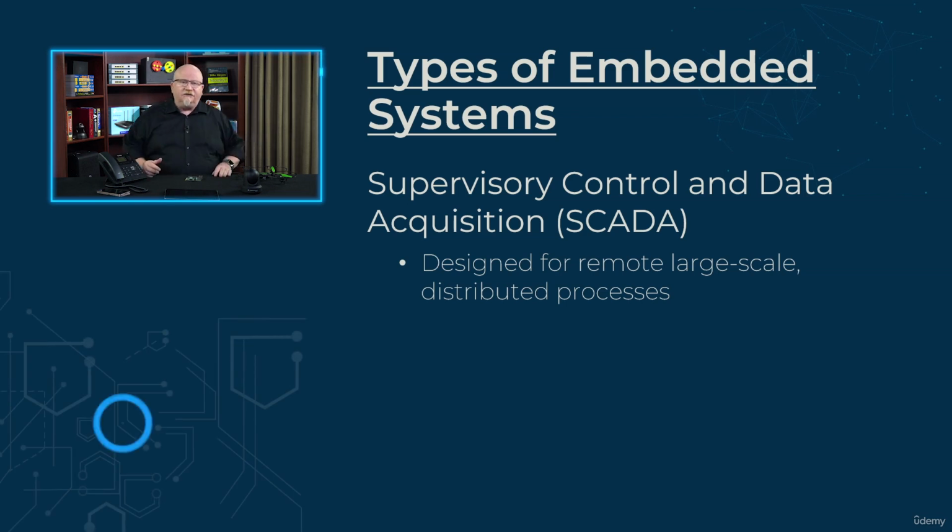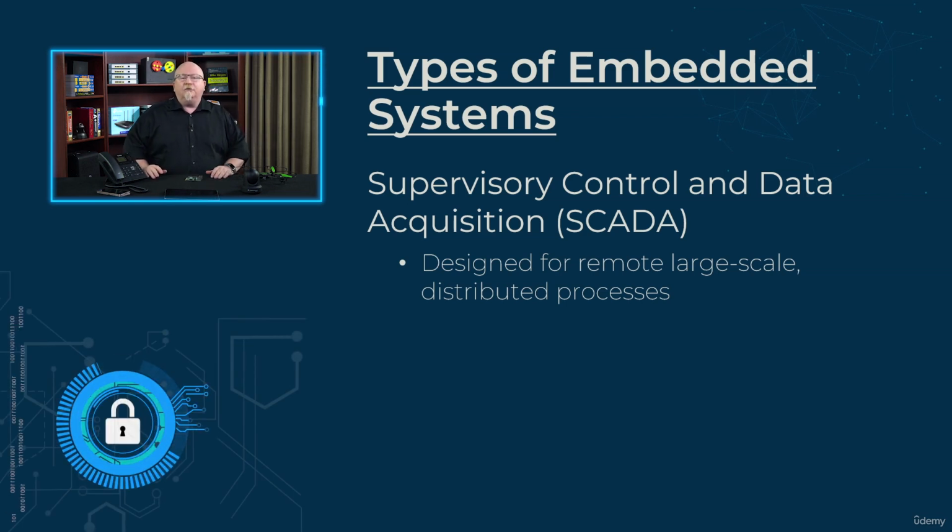Now, a SCADA system is kind of like an ICS with one big difference. SCADA systems are designed to be run over long distances. Like, for example, a computer system that supports a railroad line or electrical power lines or an oil pipeline out in the middle of Kansas that goes through 3 other states.